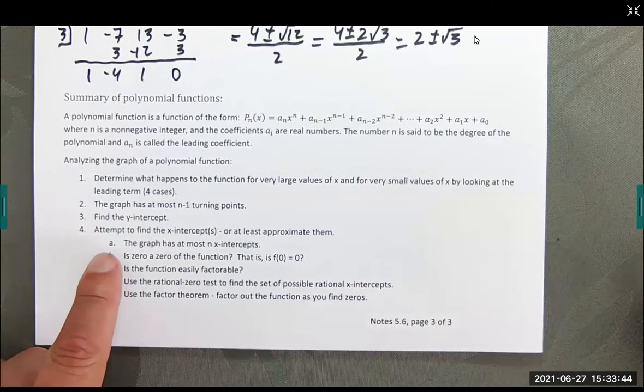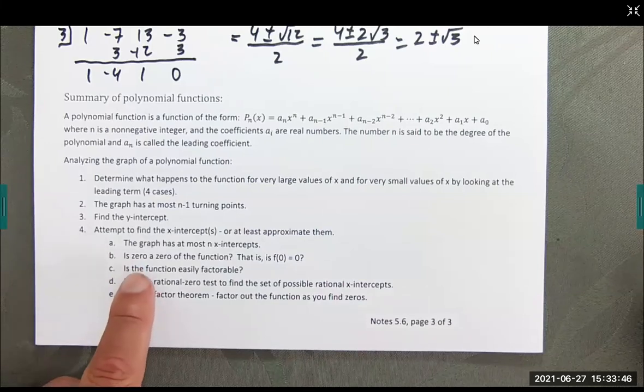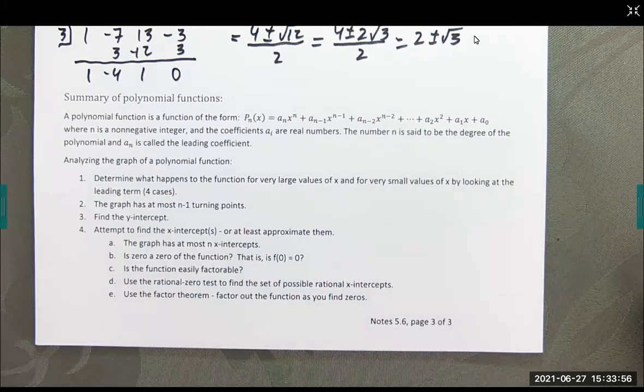Attempt to find the x-intercepts. Okay, so is 0 a zero of the function? Meaning, can you factor out an x to drop the degree down to make it a little bit easier? Is it easily factorable? That's a no-brainer. If it's not easily factorable, then we'll have to resort to other things. And then use the rational zero test to find the zeros.